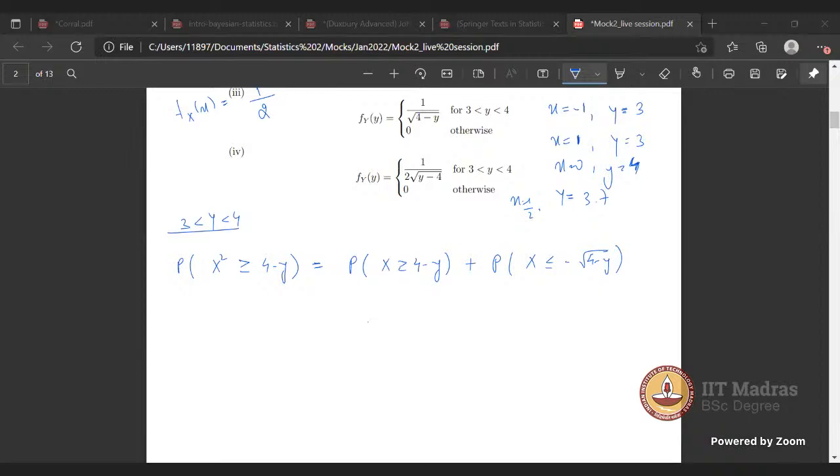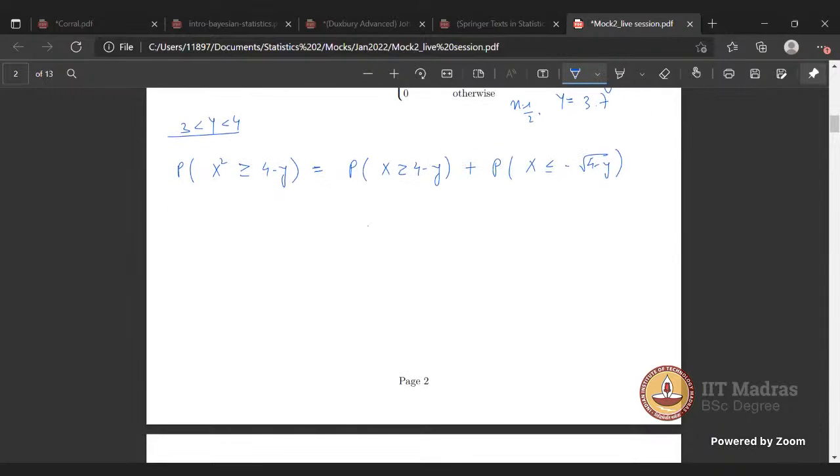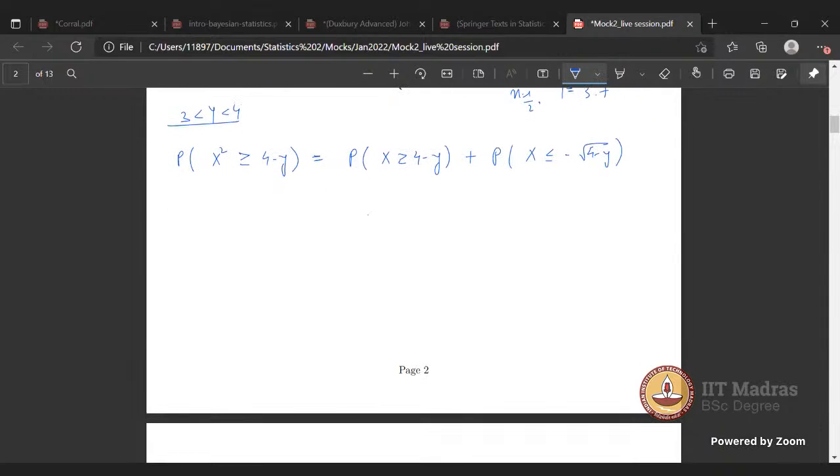Why did we add it, ma'am? Sorry? Ma'am, it would be root over 4 minus y, right? Greater than or equal to. It should be root over 4 minus y in the first expression. Yeah. This addition is only because the positive and negative sides are added. Yes, because you have two different cases here.